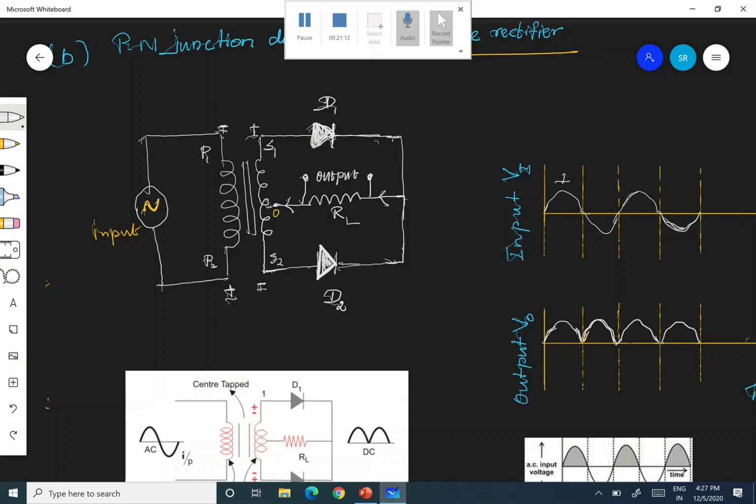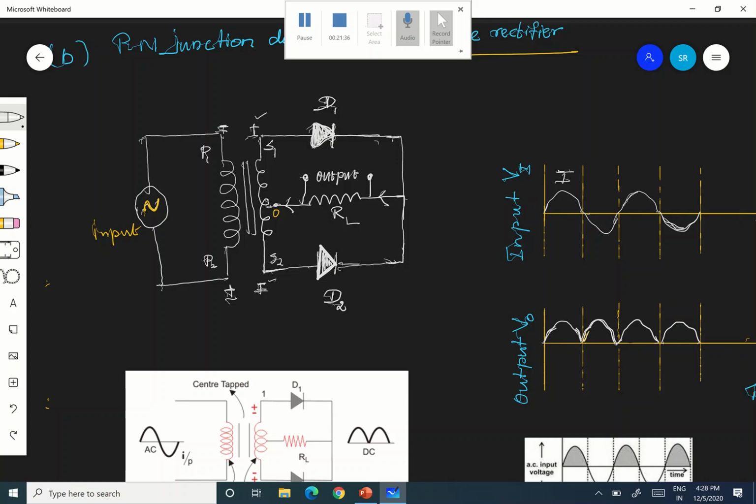During the first half cycle, P1 is negative and P2 is positive, like we have taken in the half-wave rectifier. Therefore, S1 will be positive and S2 will be negative. During the first half cycle, S1 is positive and S2 is negative.